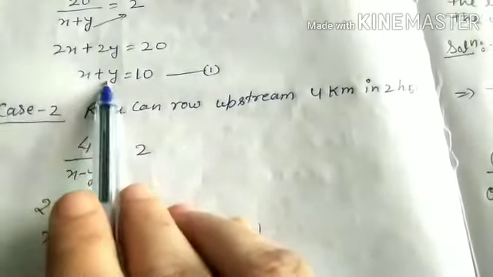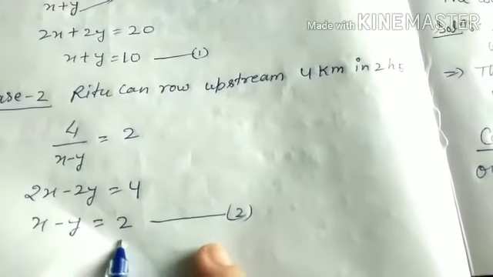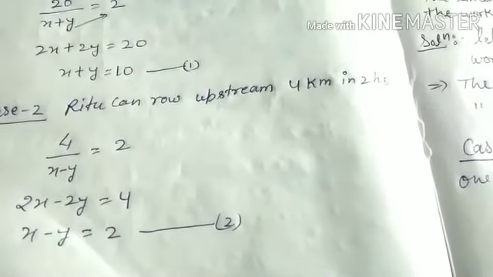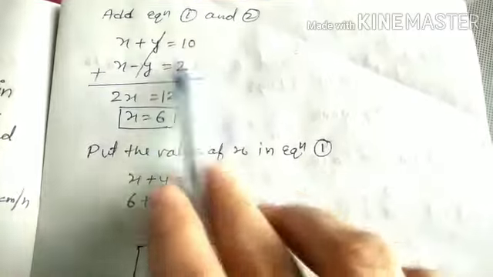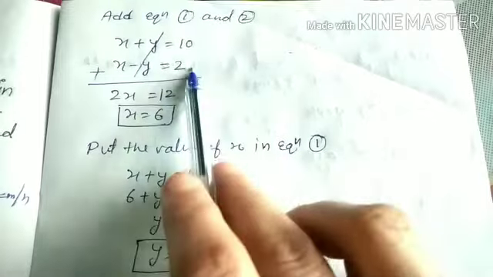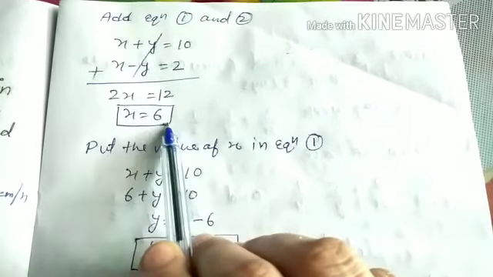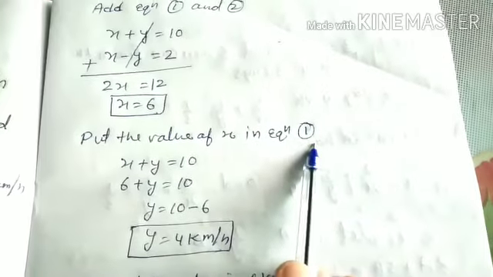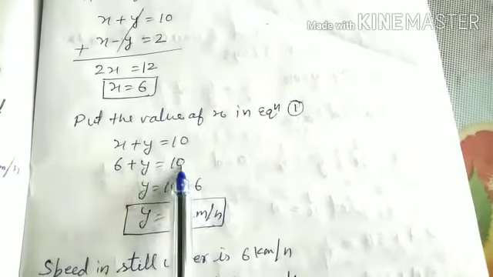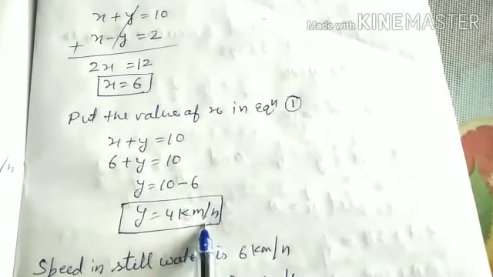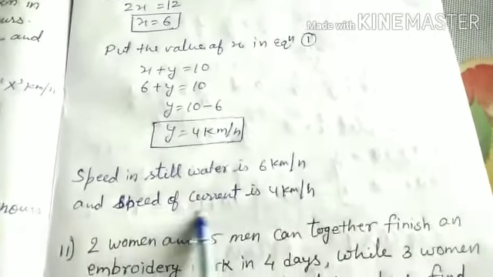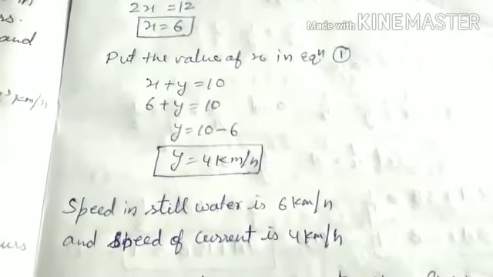Equation number 1, x plus y is equal to 10, and equation number 2, x minus y is equal to 2. So we can add both equations here. On adding equations 1 and 2, x plus y is equal to 10, x minus y is equal to 2, y will be cancelled, 2x is equal to 10 plus 2, that is 12, and x is equal to 6. Put the value of x in equation 1, that is x plus y is equal to 10. 6 is the value of x here. So 6 plus y is equal to 10 and y is equal to 4 km per hour. So the speed in still water is 6 km per hour and the speed of the current is 4 km per hour.